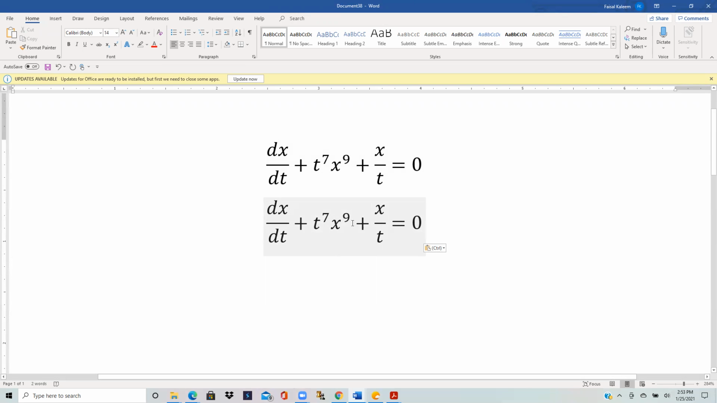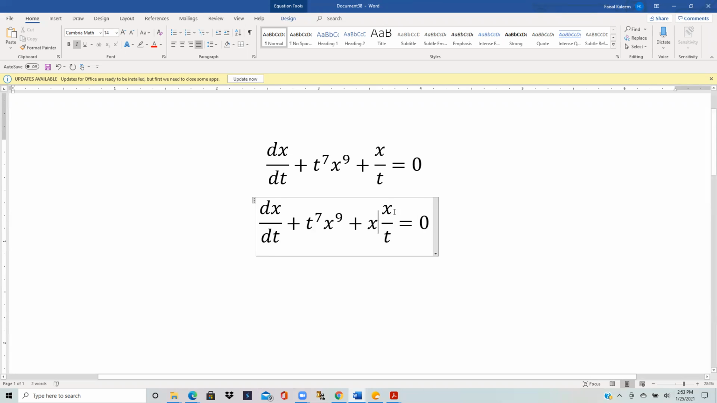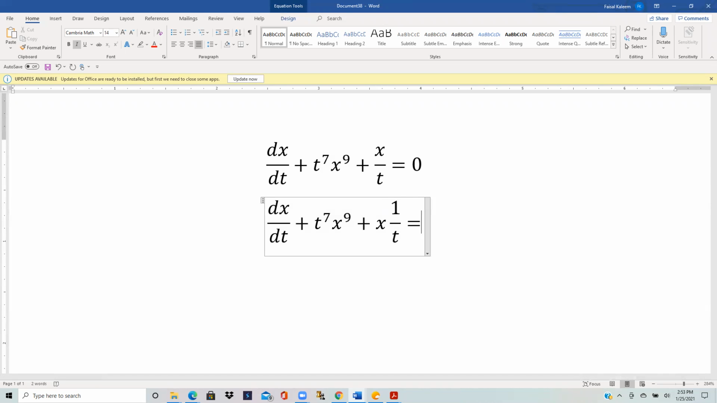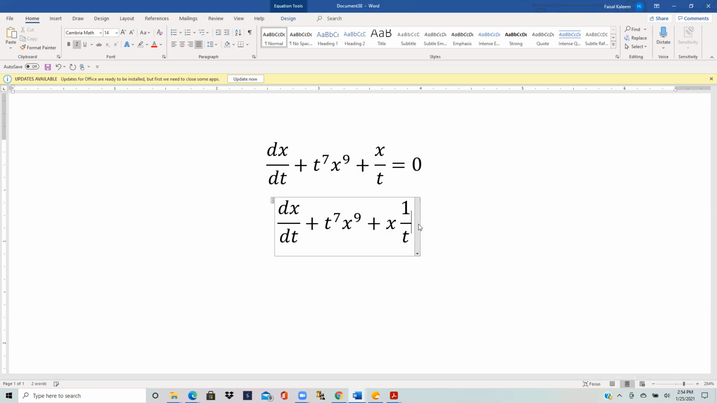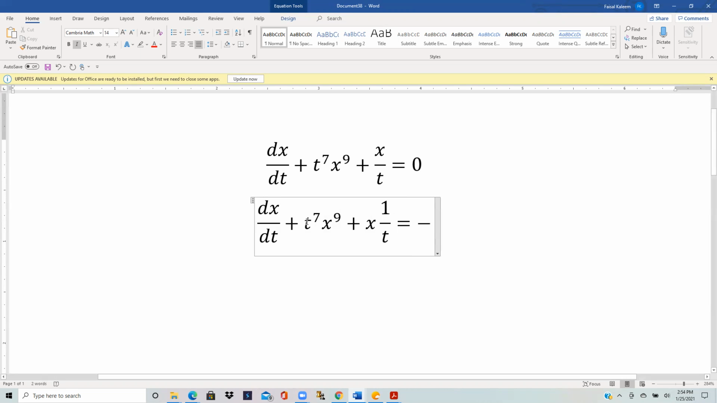So this thing, okay, so if we write it as x times 1 over t, and then move this term on the other side, since we're looking at the powers of x, so when you move it to the other side, it would be equals negative of this. It goes away from here.